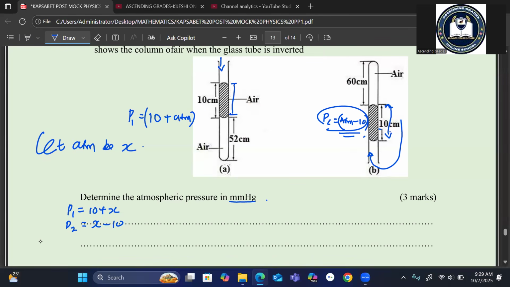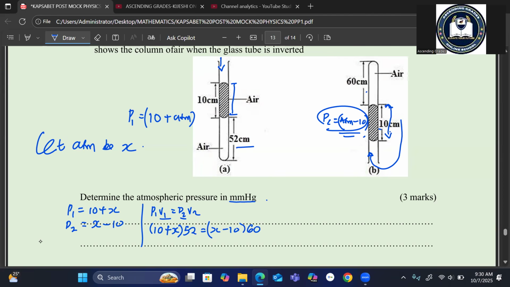So from P1V1 equals P2V2, then (10 + x) times our volume 1, we are going to pick a column of 52 centimeters, times 52, will be the same as P2, which is (x - 10) into a volume of 60.